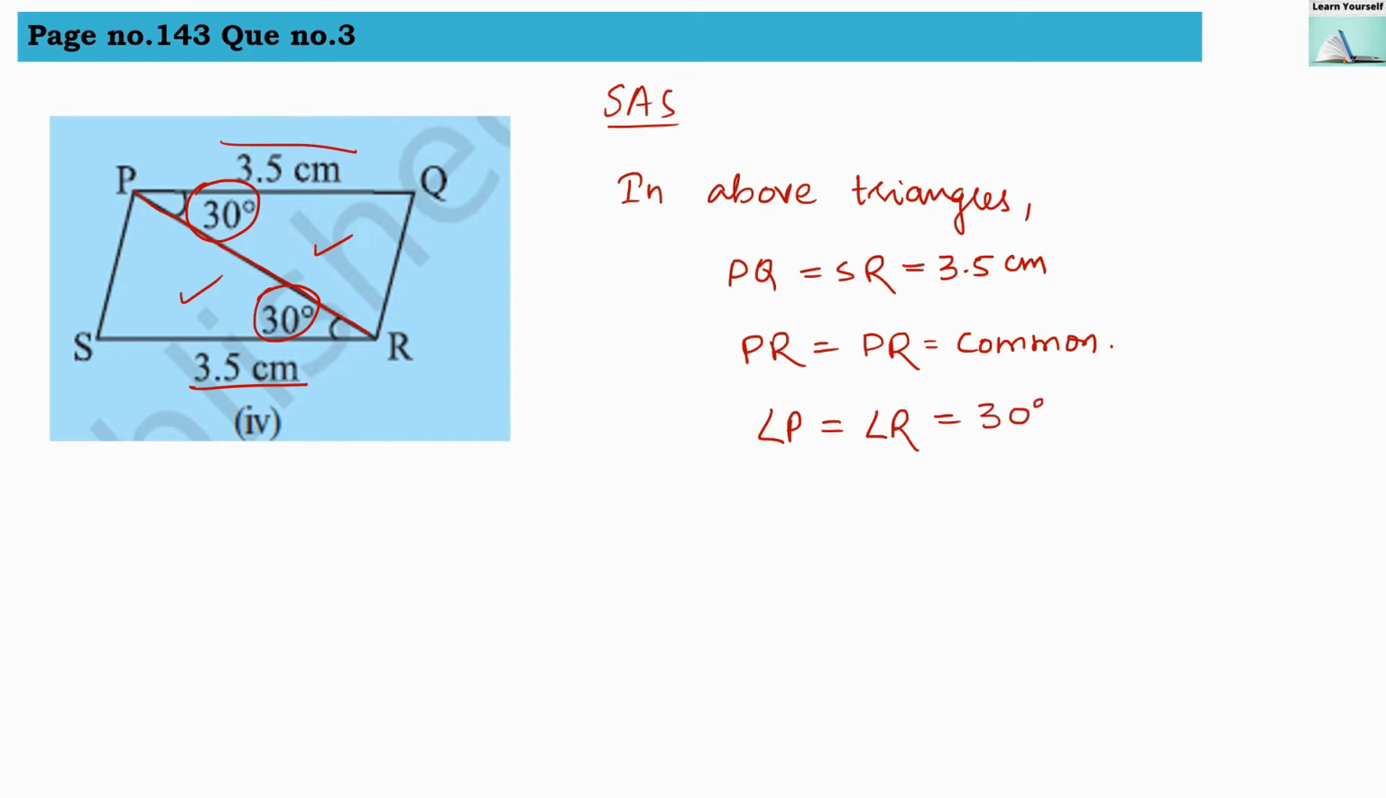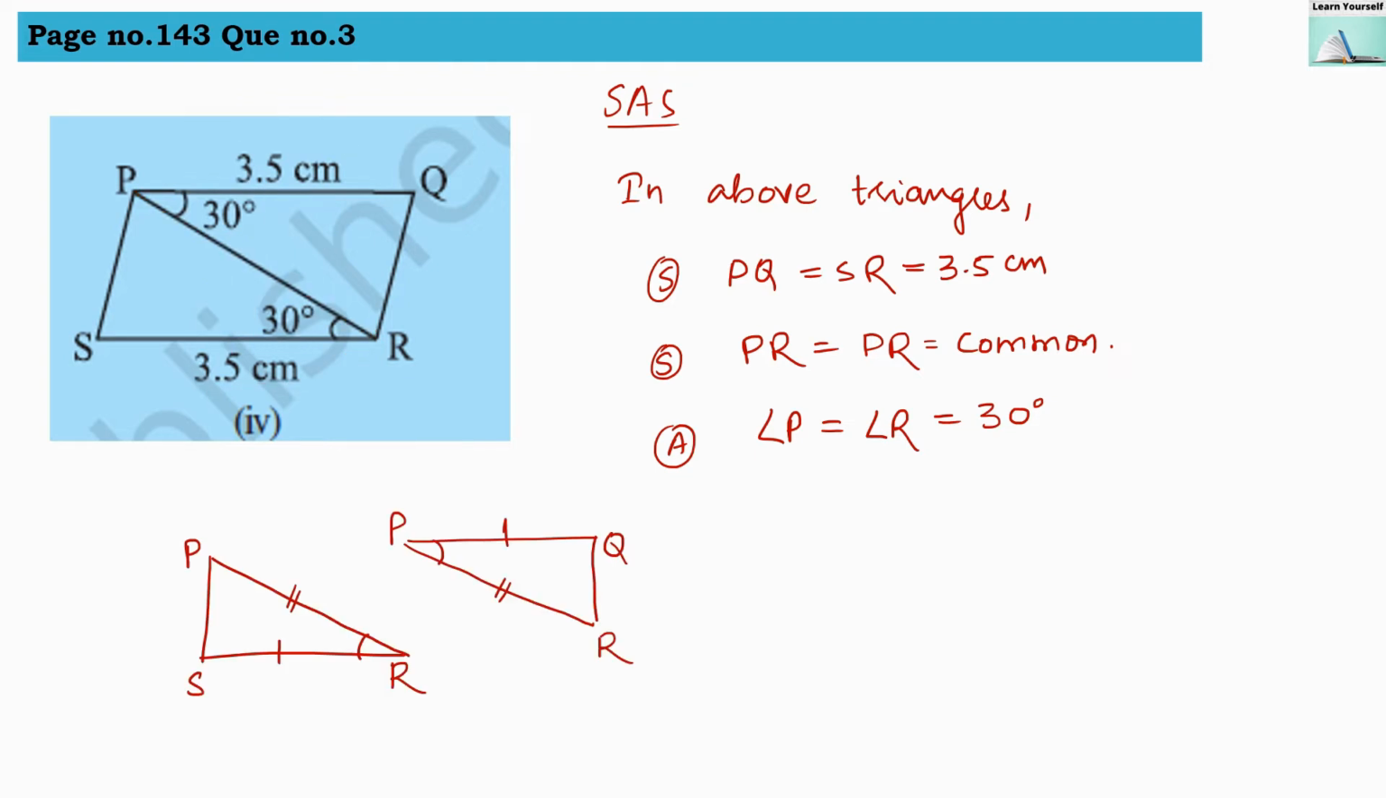Now, we got side and angle. Between two sides, this side and this side, this angle is there, and between this side and this side, this angle is there. So SAS criteria is established here. Both triangles are congruent with each other.